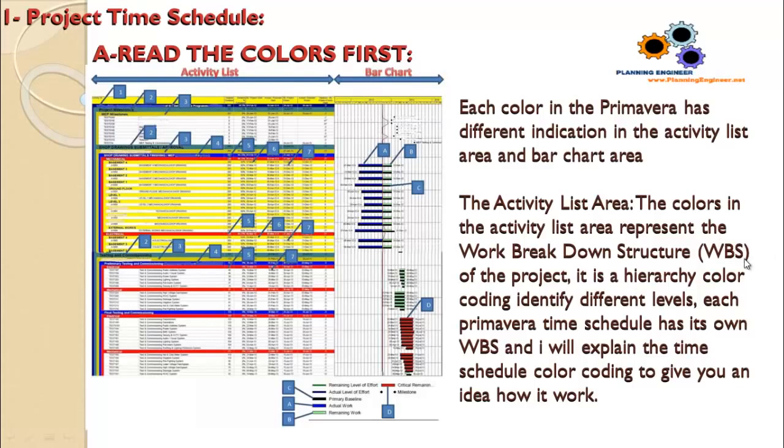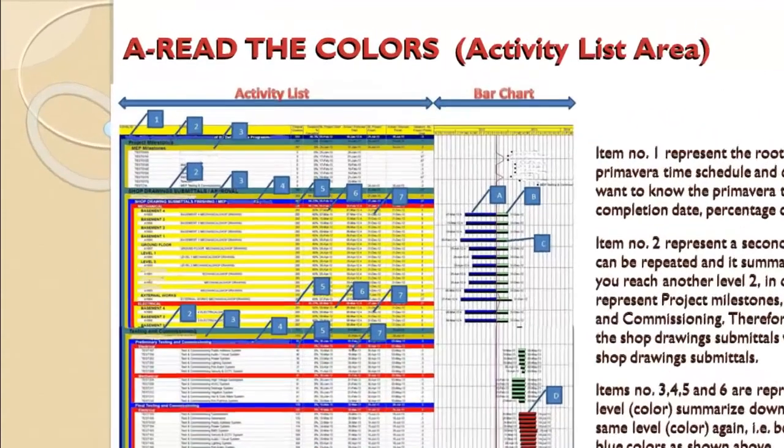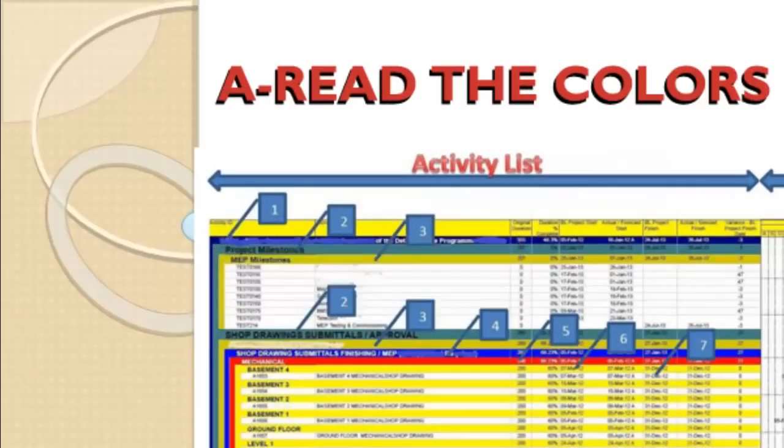This WBS, work breakdown structure, is a hierarchy color coding. It identifies different levels. Each Primavera time schedule has its own WBS. And I will explain the time schedule color coding to give you an idea how it works. Item number 1 represents the root level, which summarizes the whole Primavera time schedule and cannot be repeated.